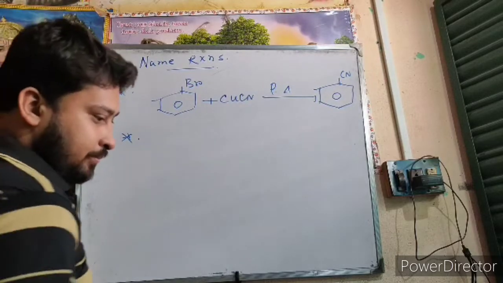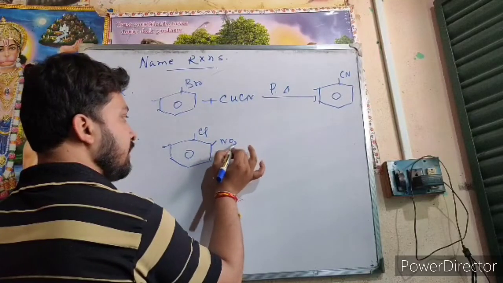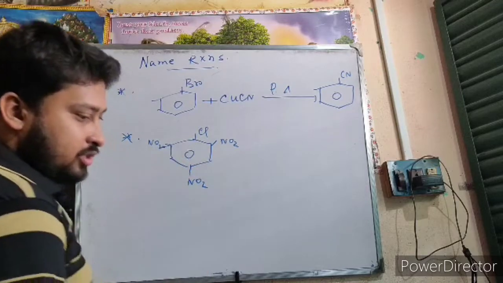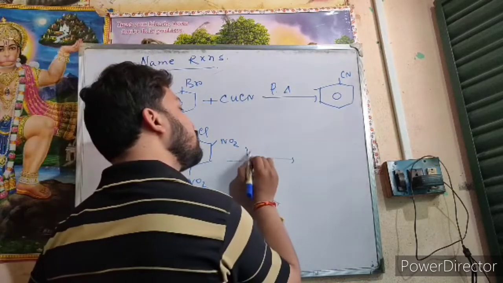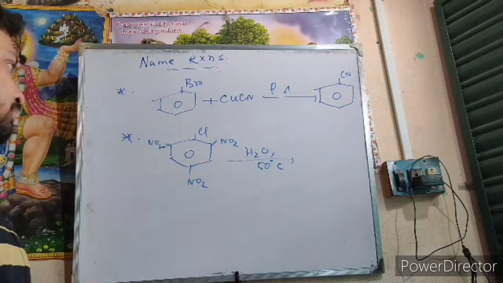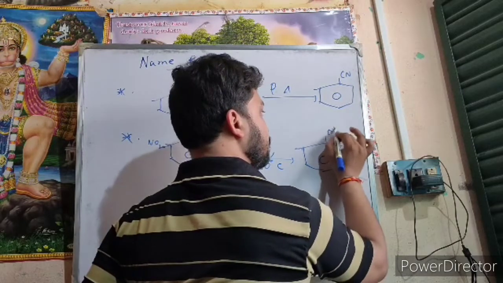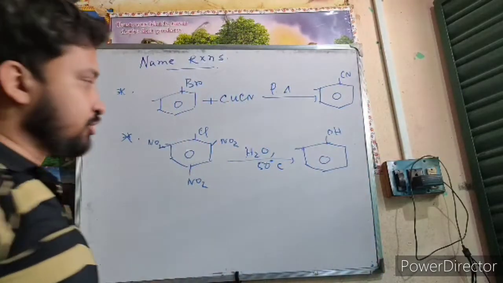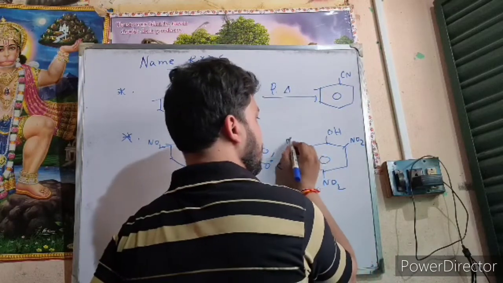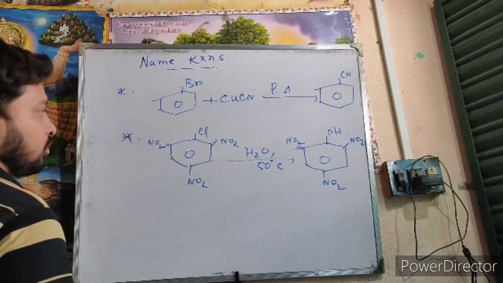The next reaction is Cl with NO2, NO2, NO2. You take this compound and react it with water and heat. The product is OH, and the rest is the same, NO2, NO2, NO2. This is also a very important reaction.